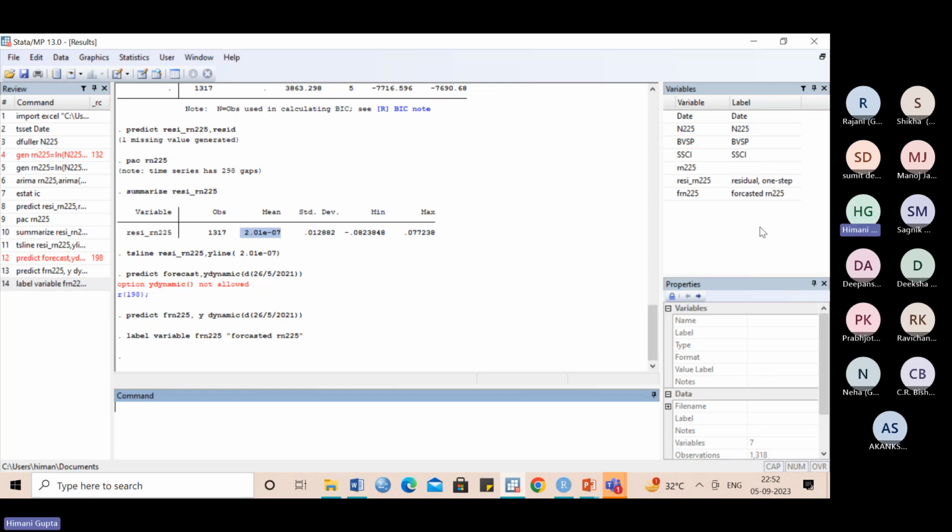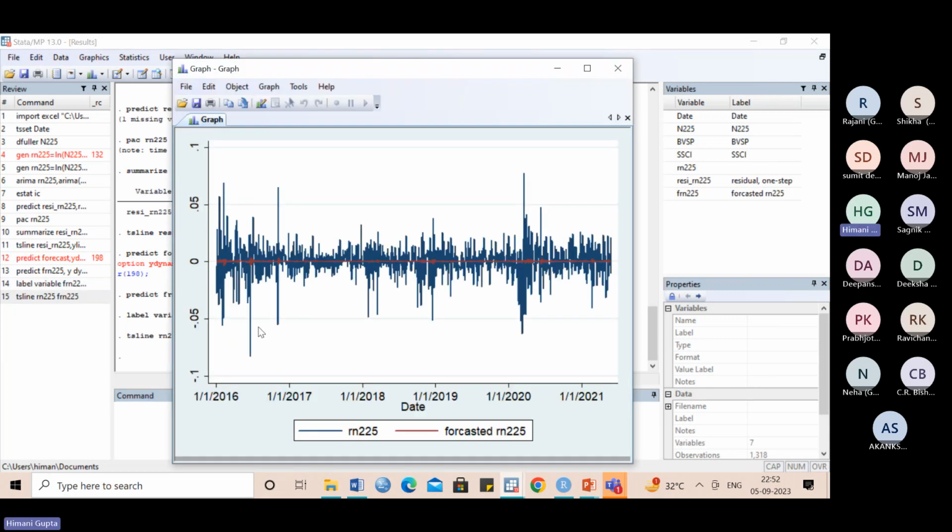And now we can make the graph of the forecasted value. So you will write the command tsline RN225, and you have to make a forecasted value of RN225 along with the name FRN225. Now you can see this red line is FRN225 and these blue lines are the original series. Got it? How to do it?